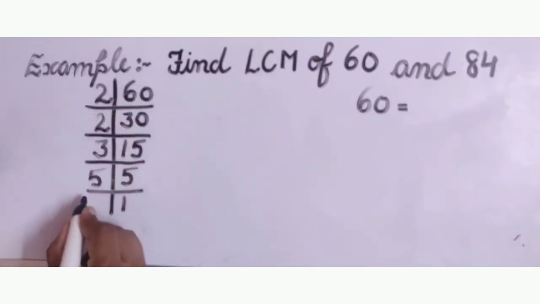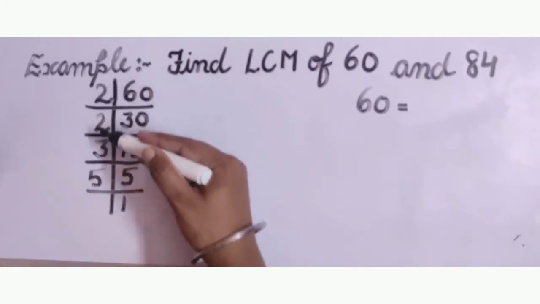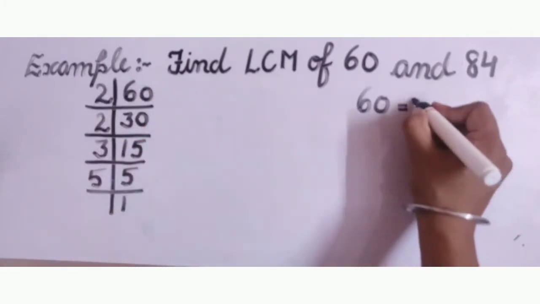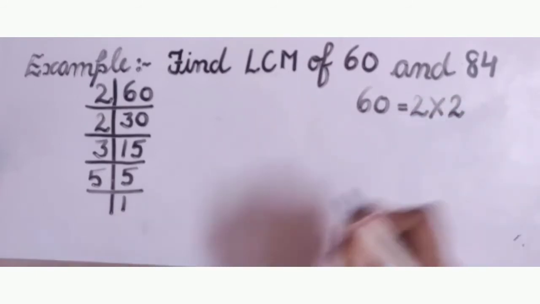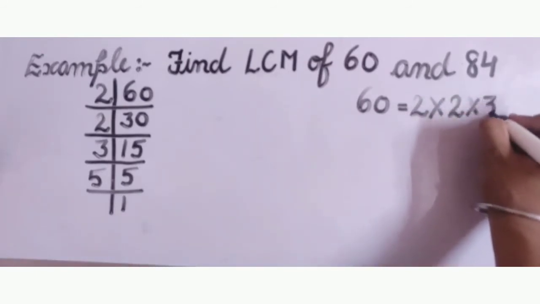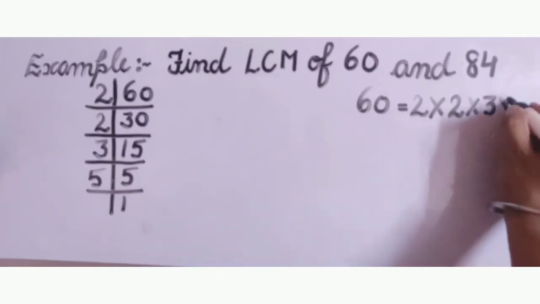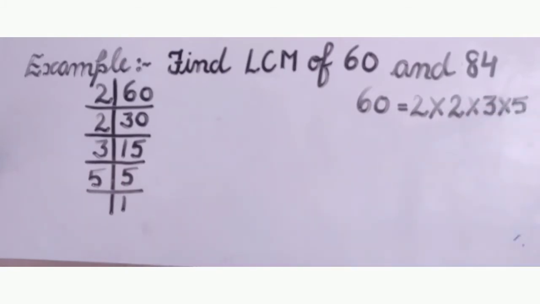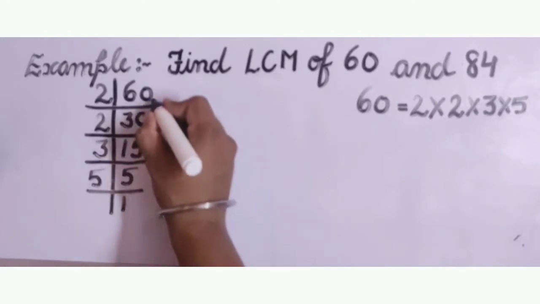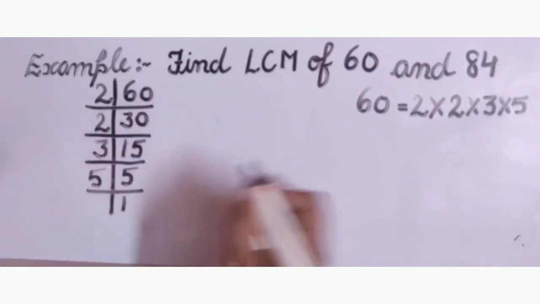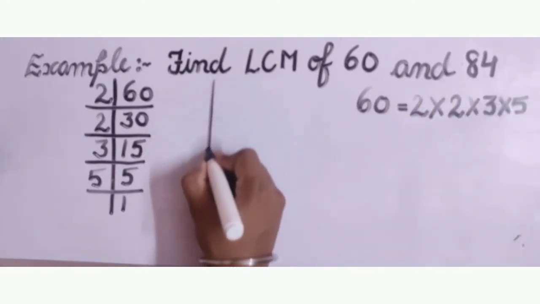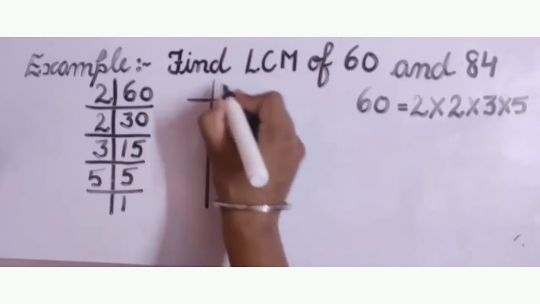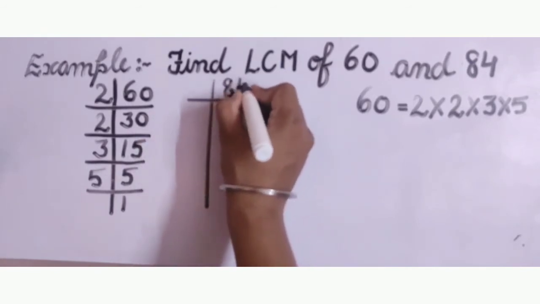Now we will write 60 as a product of the prime factors. These are my prime factors, 2, 2, 3 and 5. So 2 multiply 2 multiply 3 multiply 5. Students, I have written 60, my first number, as a product of the prime factors. Now I will write my second number as a product of the prime factors. Same procedure we will follow here.